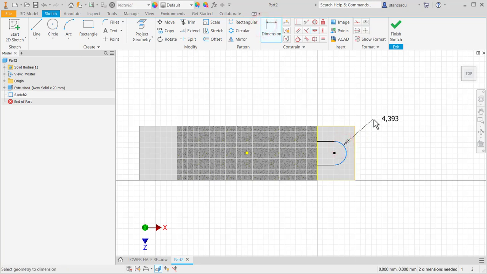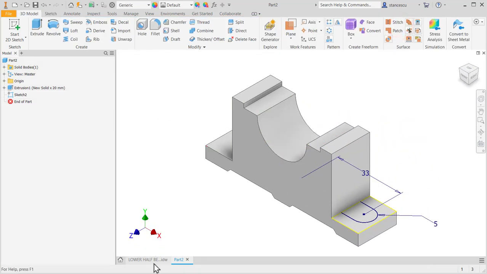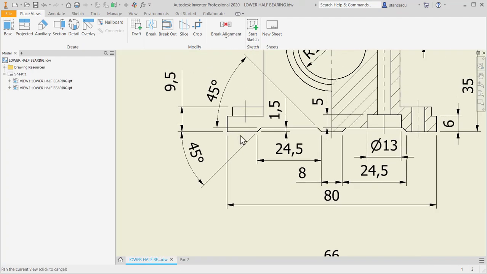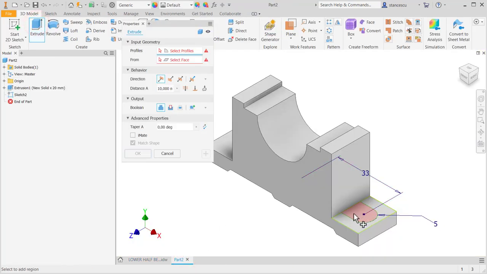Radius of 5, and dimension 66 divided by 2. Finish sketch. What is the height? 95 minus 6. Yes, this is 90.5 minus 6. Extrude this 9.5 minus 6.